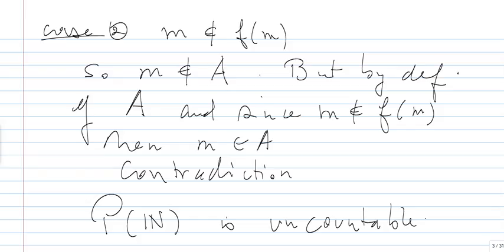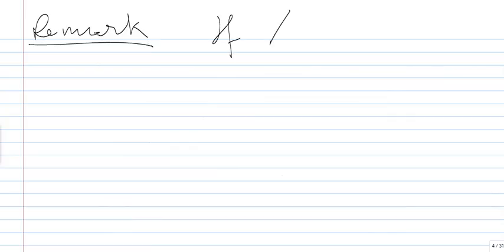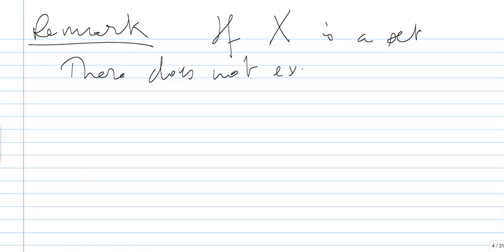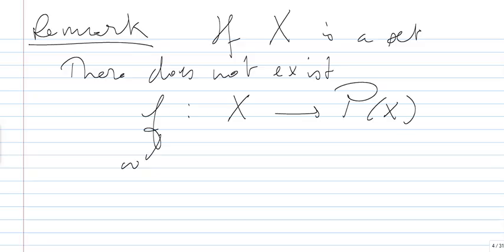And what's interesting in this proof, in fact, let's remark, what we proved is the following: if X is a set, same proof, same idea, there does not exist a function f from X to the power set of X which is onto. In other words, P of X.